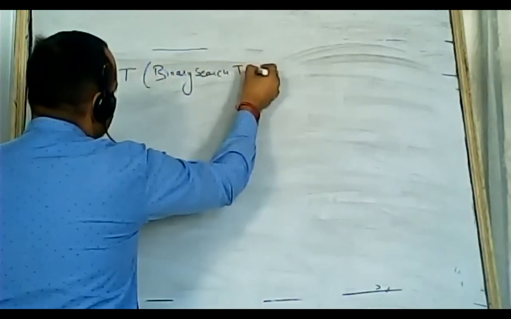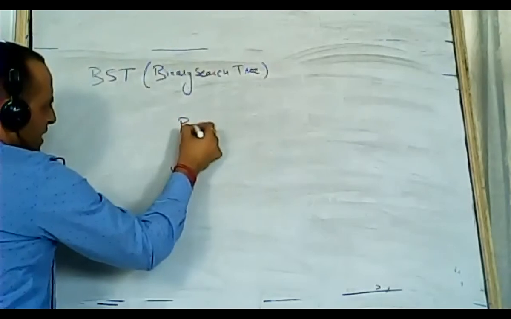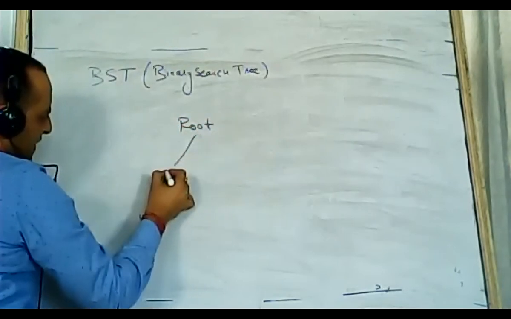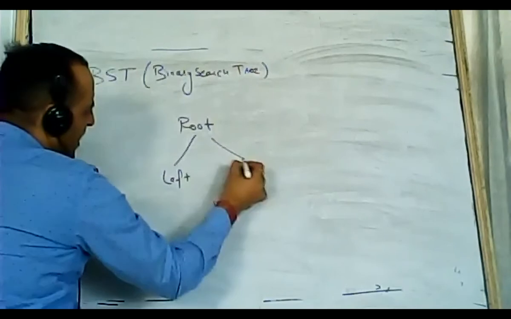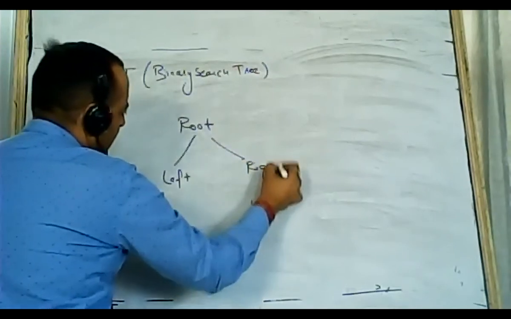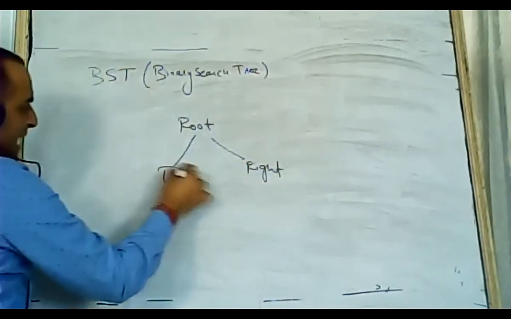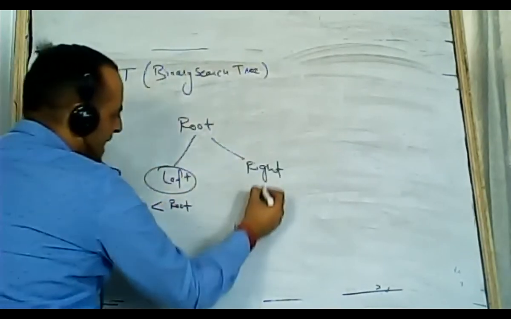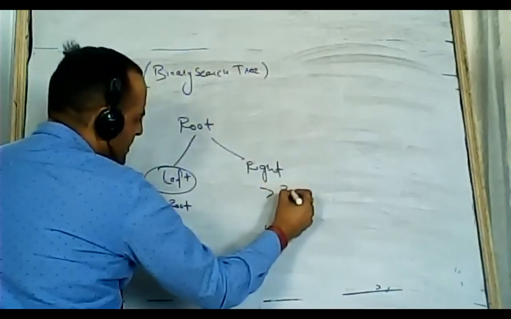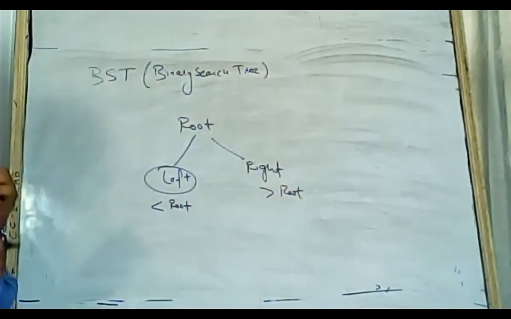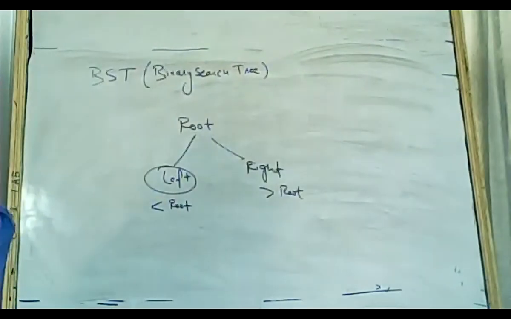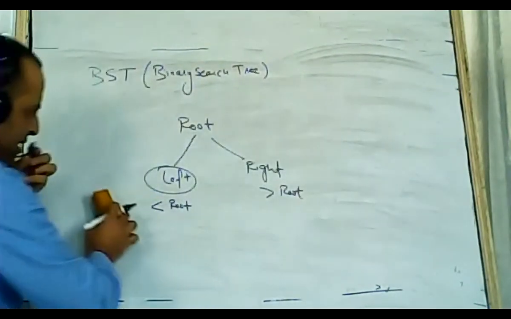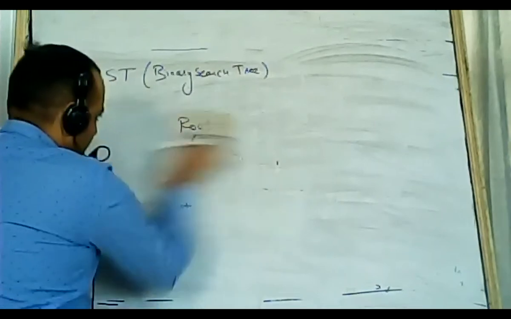And what is the definition of this binary search tree? We have a root, we have a left, and we have a right, because it is a binary tree. But all left elements will be less than the root, and all elements at the right will be greater than the root. Definition is clear? Should we go for a few examples for it? Okay, let us see.